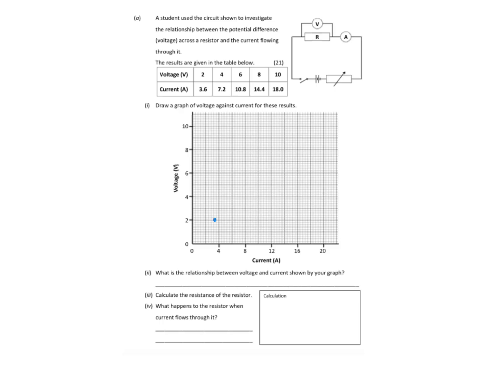Voltage of 4, current of 7.2 will be roughly there. 6 and 10.8 will be there. 8 and 14.4 will be there. And finally 10 and 18 will be exactly there. Now with a ruler, I'm going to join those together. Hopefully we get a perfect straight line.